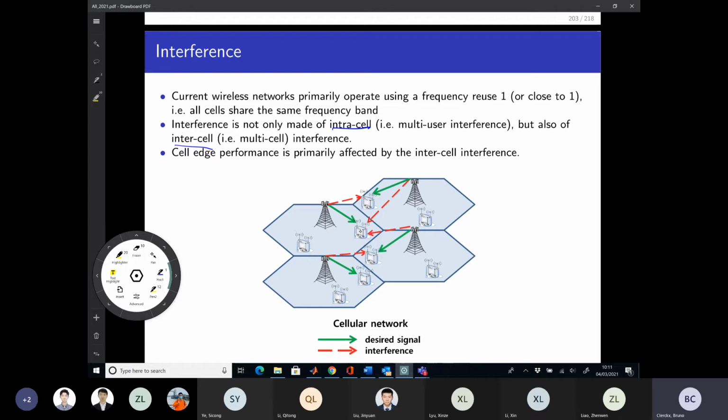And the same in the uplink. For instance, if this user wants to transmit in the uplink to that base station, then he will see interference from maybe this user that will transmit there as well. So that's going to be intracell interference, but also from other users, from those 2 that want to transmit to their base station, but the signals are also received at that base station, right? So that's going to be also intracell and intercell interference.